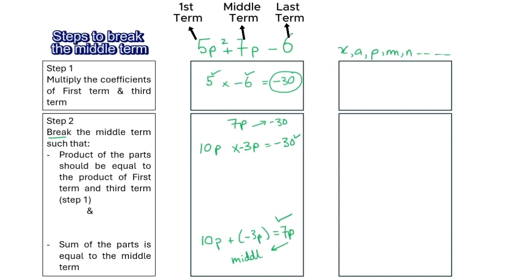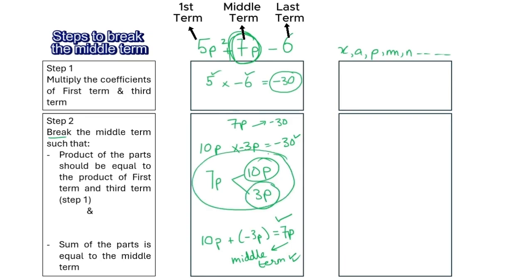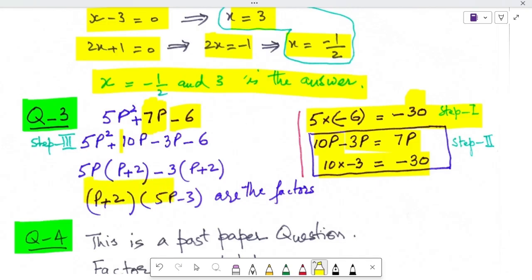So our middle term has been broken in a successful manner. Now we can do the values and find the answers. I hope you have understood the middle term process in quadratic equations.